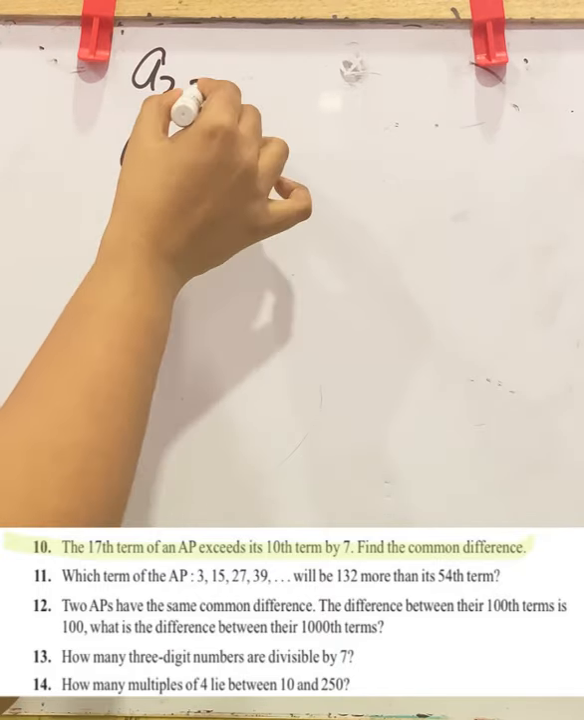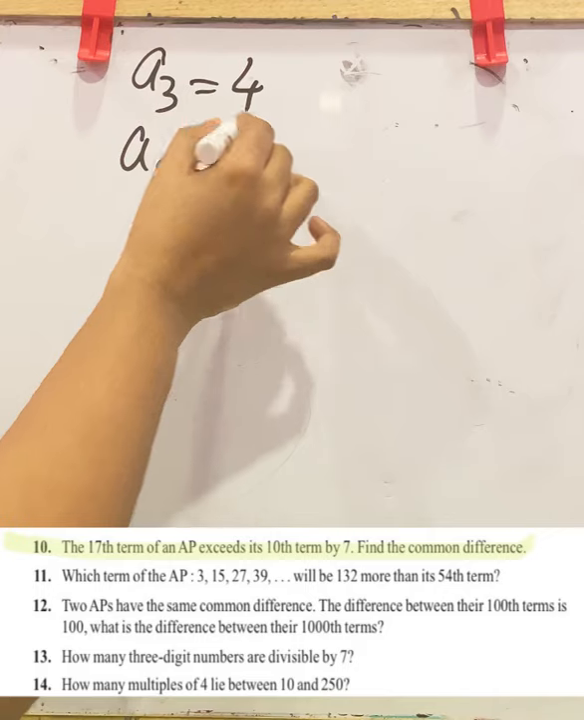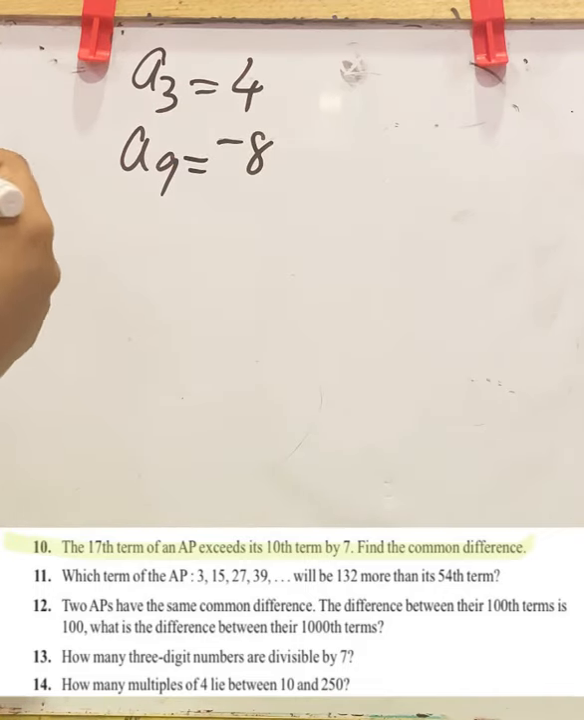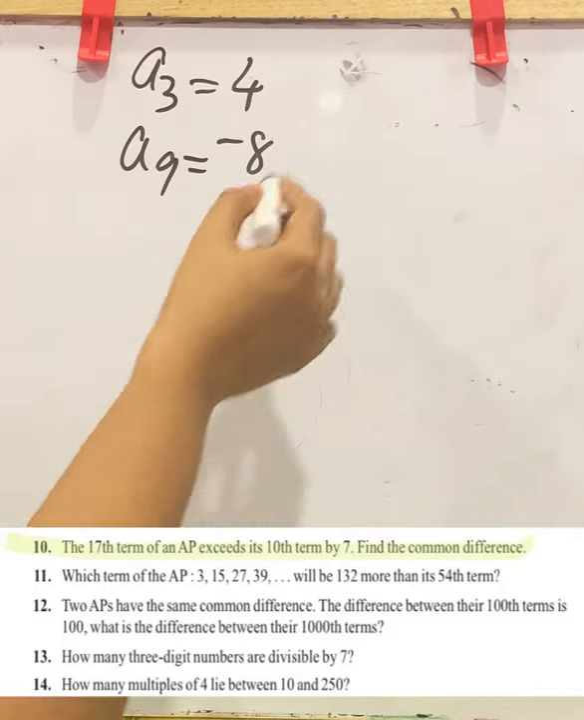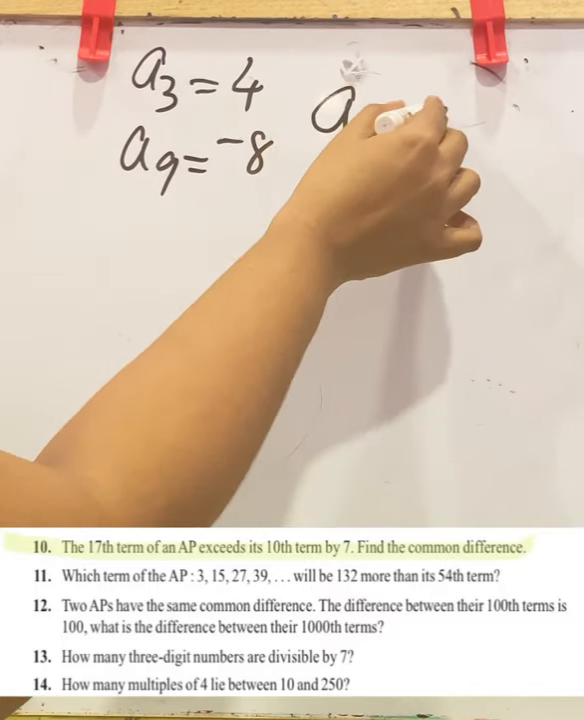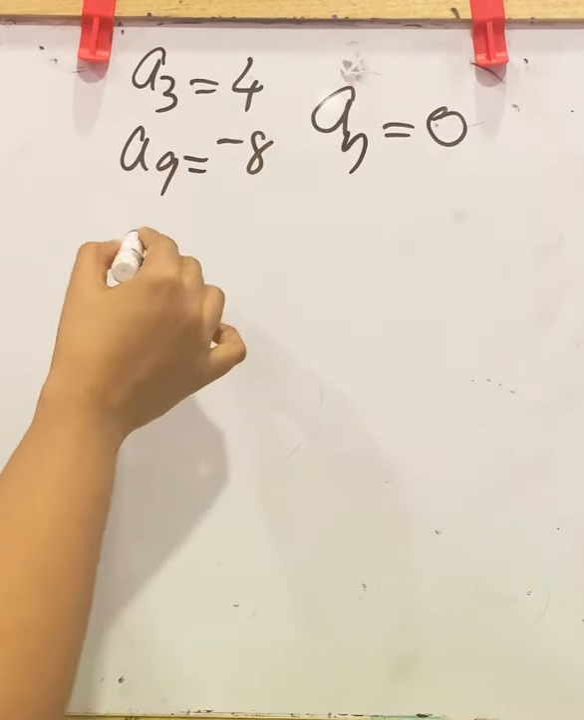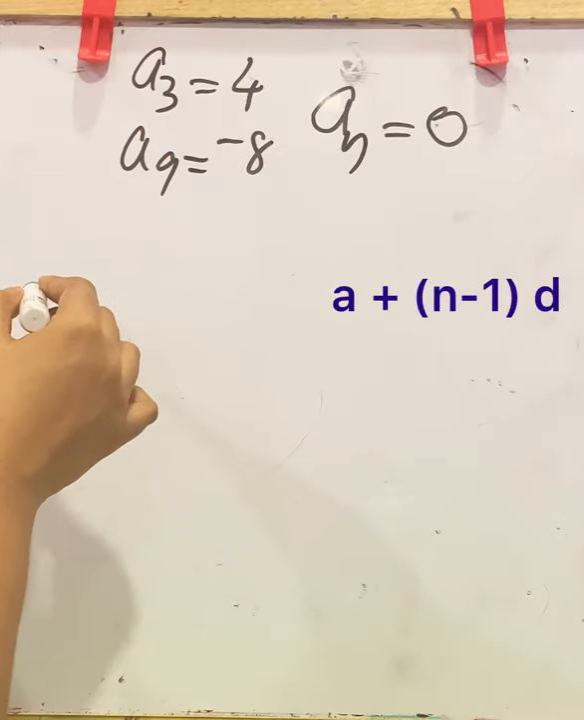Next question: if the third, that is A3 and A9, that is the 9th term of an AP, are 4 and negative 8 respectively, which term of this AP is 0? So we want to know for which value of n we will get the answer 0. So first we will write the equation from this given information.